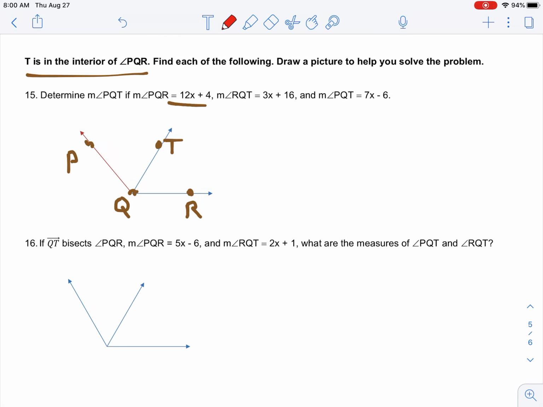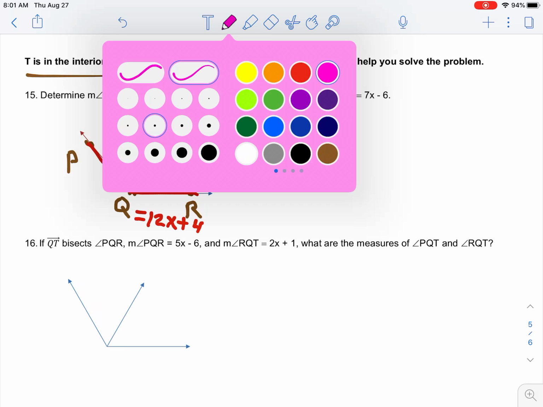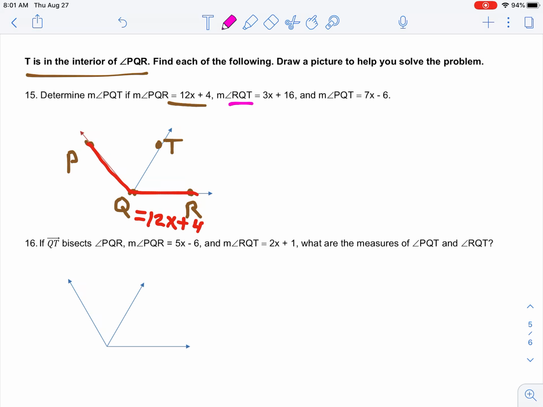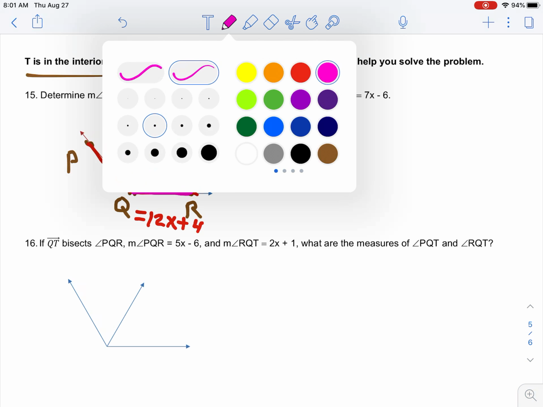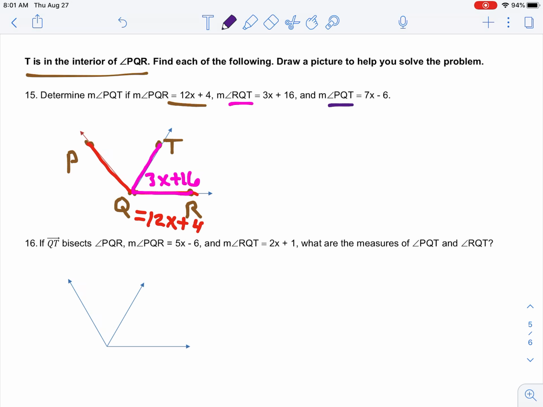So the first one says 12x plus 4 for PQR. So P to Q to R, we're talking about the whole big angle. So the whole thing should equal 12x plus 4. The next one says RQT. So if I trace R to Q to T, I'm talking about this opening right here, 3x plus 16. The last thing they give us is PQT. So if I trace P to Q to T, I have 7x minus 6 here.